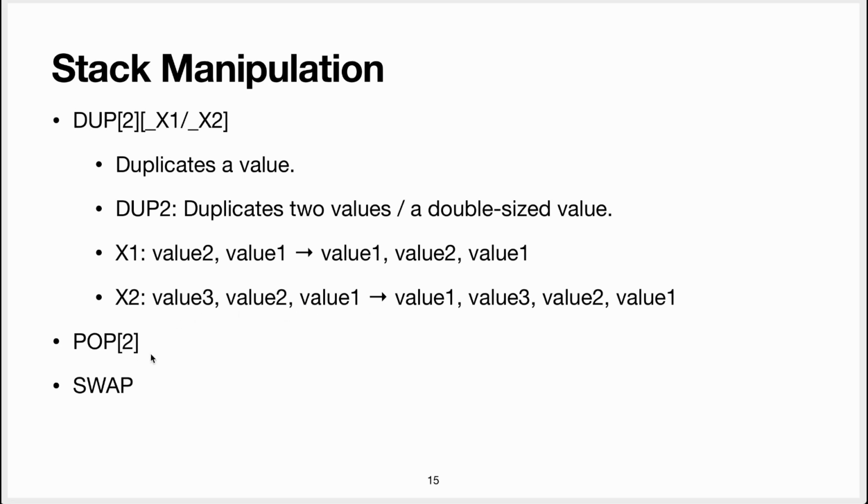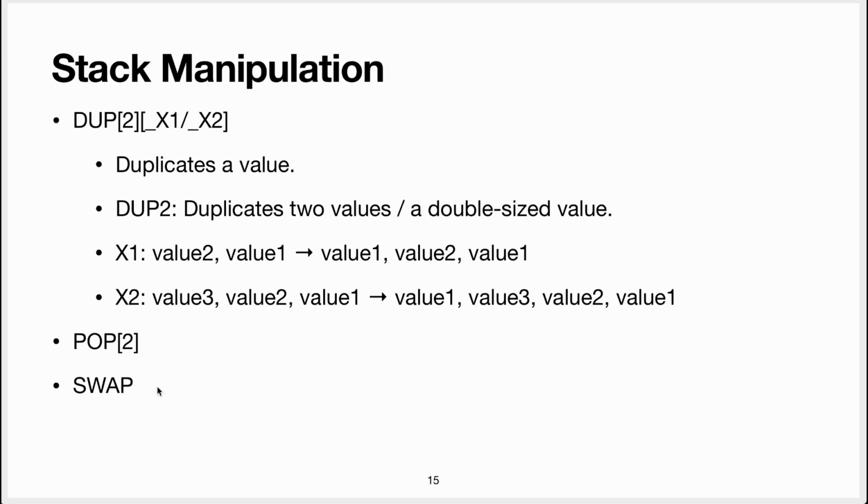Then we have pop. Pop removes the value from the top of the stack, and pop2 removes two values, or a double or long value. And you can do nothing with that, it just removes it. And finally you have swap, and swap just inverts the two values at the top of the stack. You'll notice that there's no swap2 instruction.